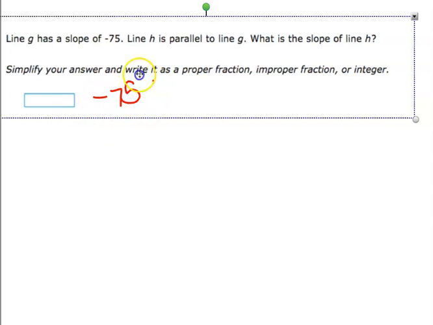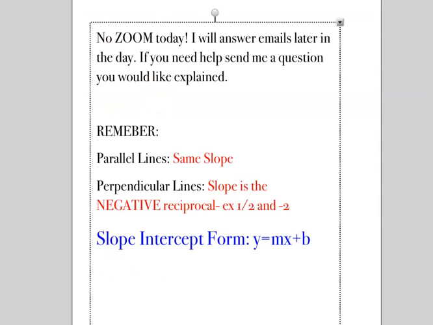Remember, parallel lines have the same slope. For perpendicular lines, the slope is the negative reciprocal. And slope-intercept form is y equals mx plus b.